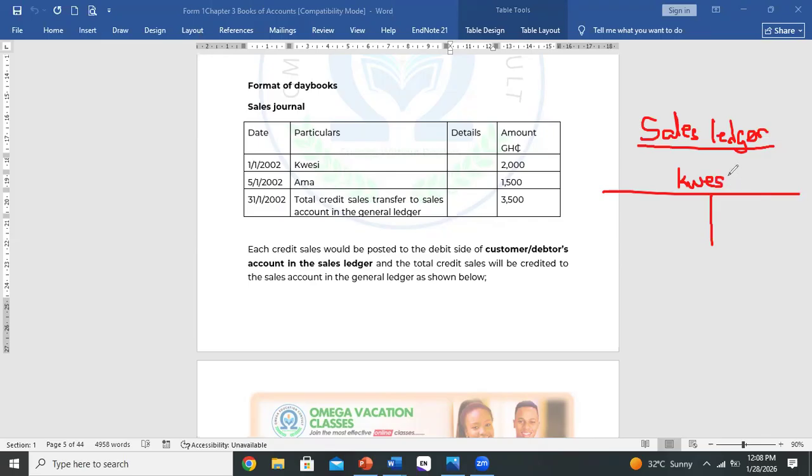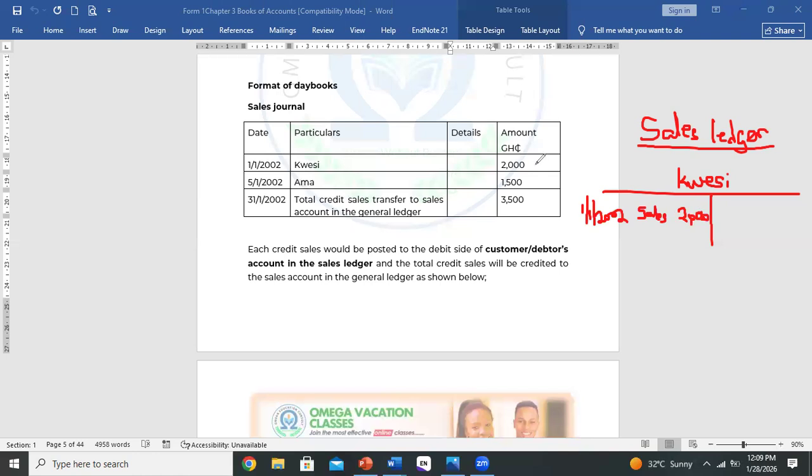Now you sold goods to Kwesi. If you have opened Kwesi's account, what will you do? You debit Kwesi. So you put the date, 1st January 2002. The narration will be sales. The amount involved was 2,000, so you put your amount here, 2,000. Pardon me with my writing. By this, you have finished posting for Kwesi.